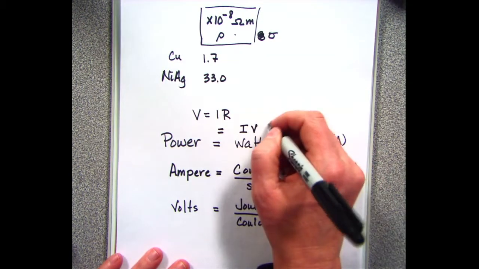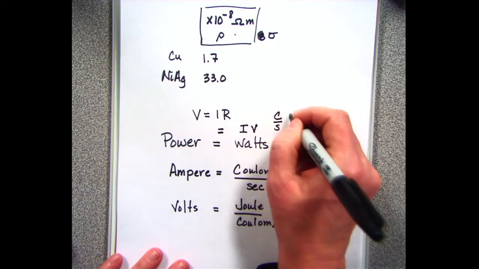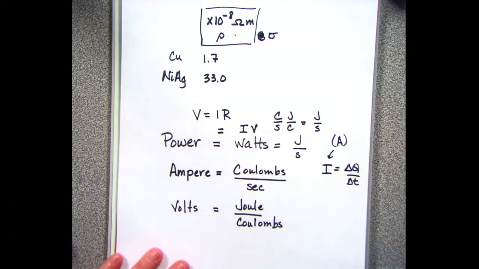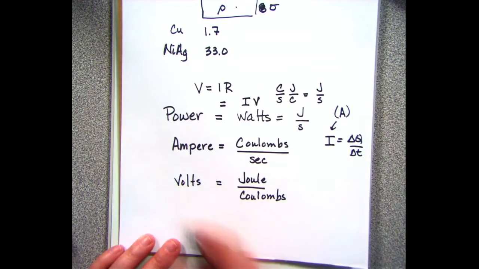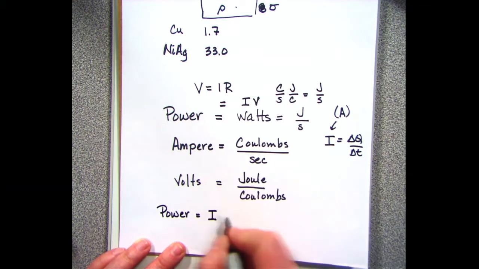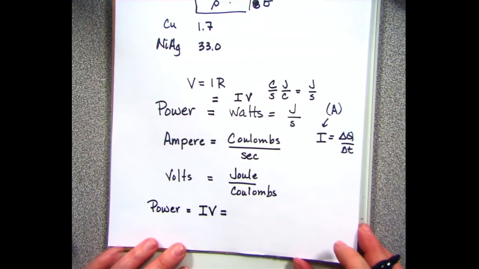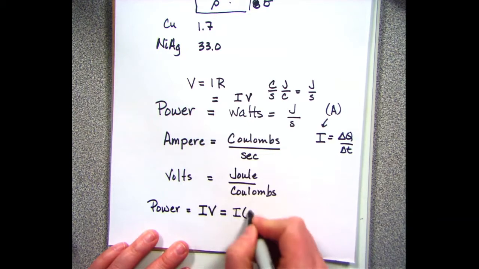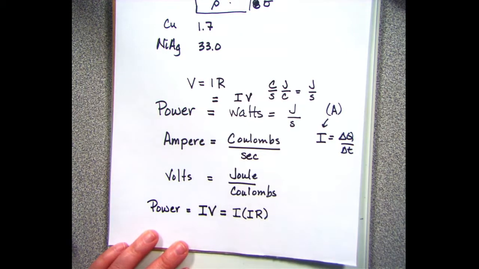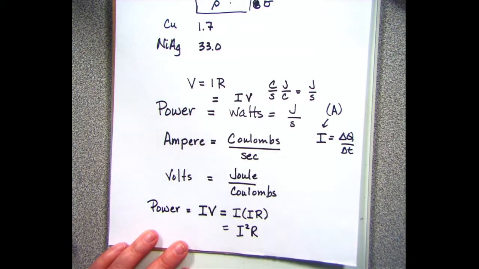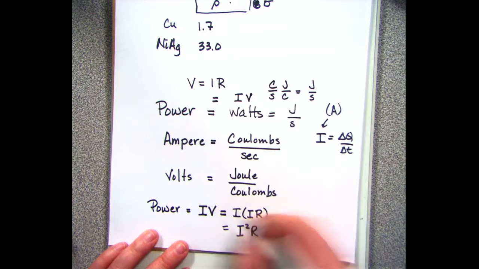So power, I'm going to start out with power. Power is going to equal current times voltage. If V is equal to IR, I can replace the V, and that's going to give me I squared R. I can also replace for current. Current is going to equal V over R, so I'm going to have V over R times V, which gives me V squared over R.